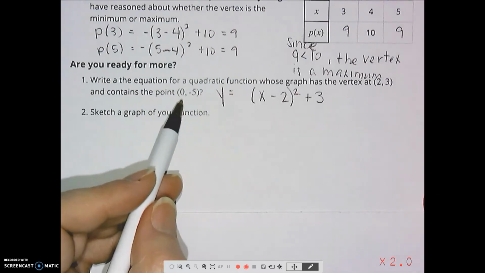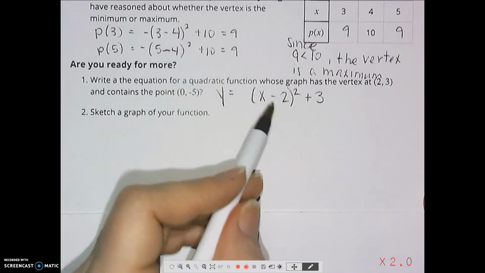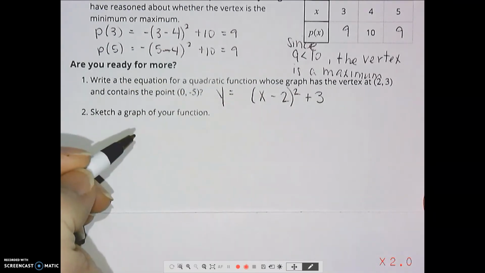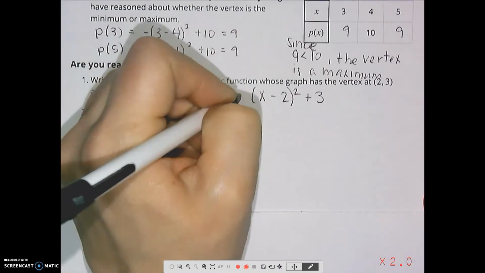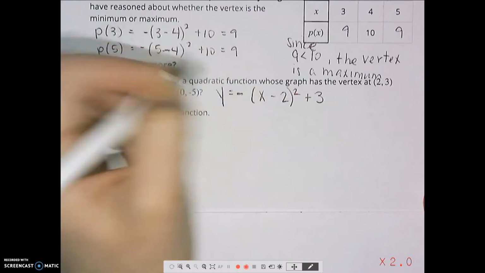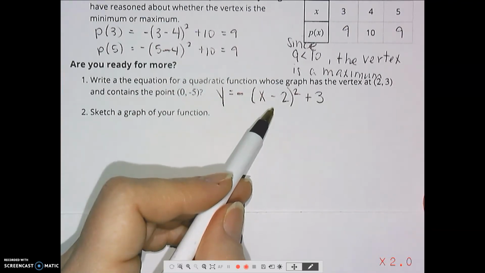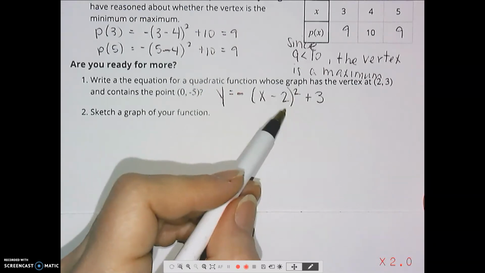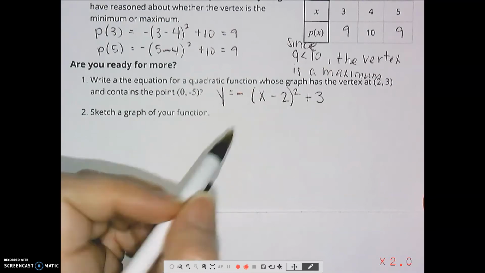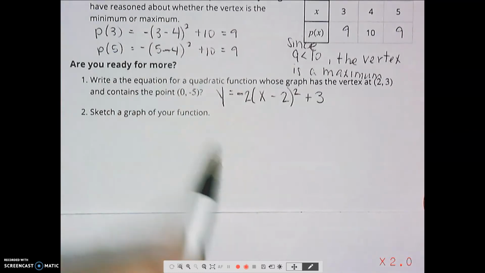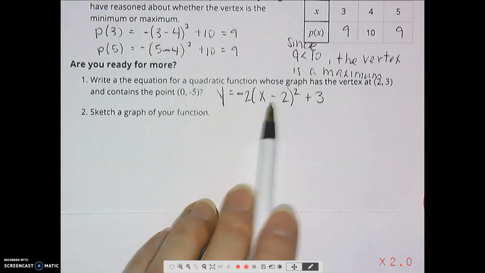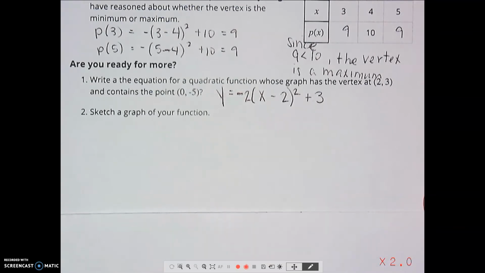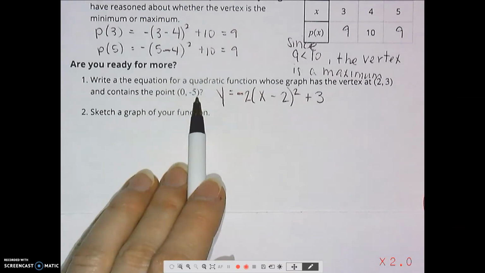But if we plug in 0 for this, we get -2 squared, which is 4, plus 3, which is not -5. Since we got a number that's bigger than that, we know we need a negative number here. It's going to flip down. Making that negative gives us 4 times -1 is -4 plus 3. So let's try putting a -2 there. That would give us 4 times -2, which is -8 plus 3, which is -5, which is what we want to happen.